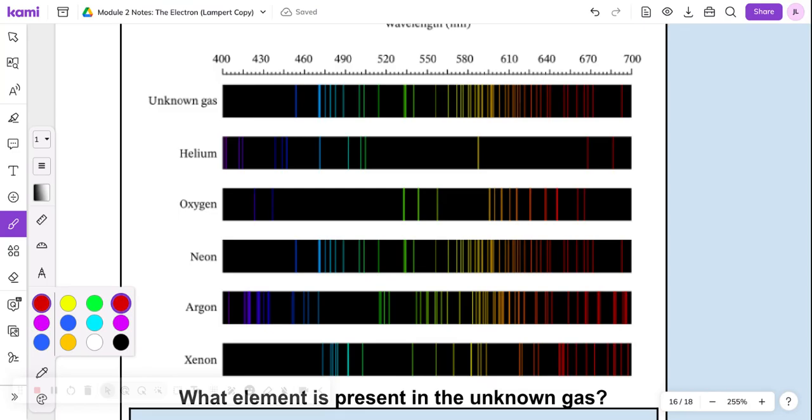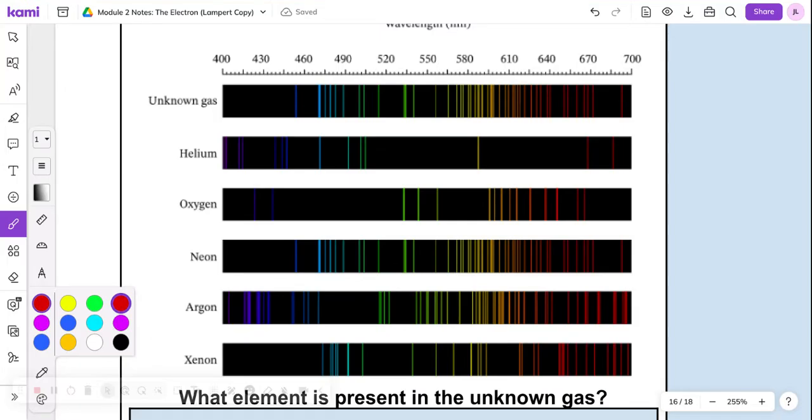All right. On this one, to identify, something you can do is try and match lines. For example, if I start with just these two green lines, I want to see which elements have these two green lines right here. Helium does not have those. It looks like oxygen might have those. I'm not sure yet because there's two green right there. Neon definitely has them. Argon doesn't, and xenon does not. So now I'm just down to oxygen and neon.